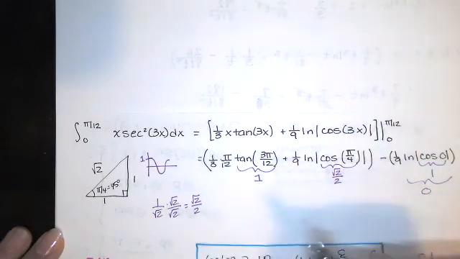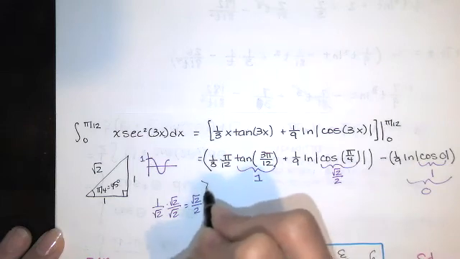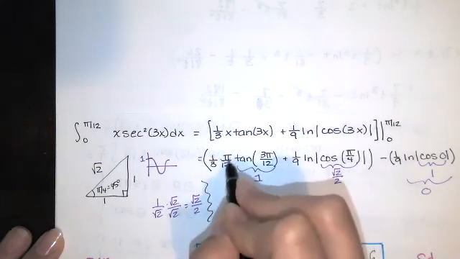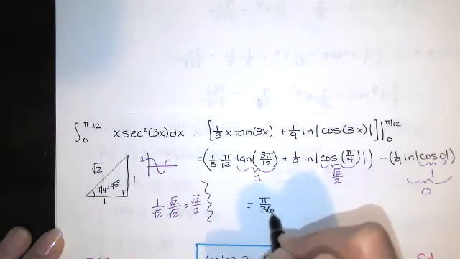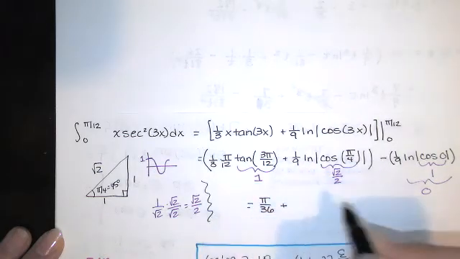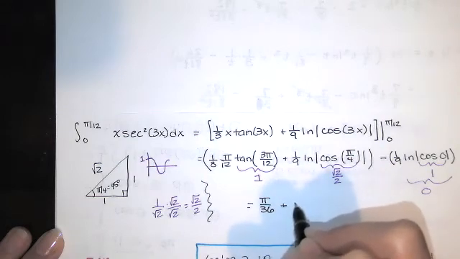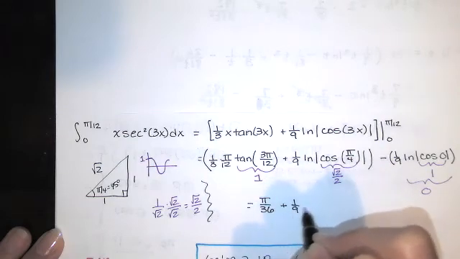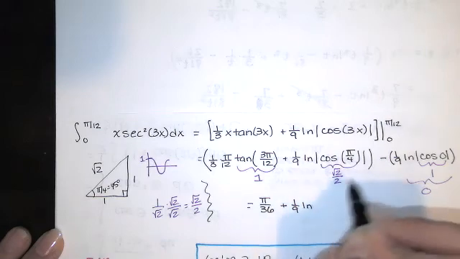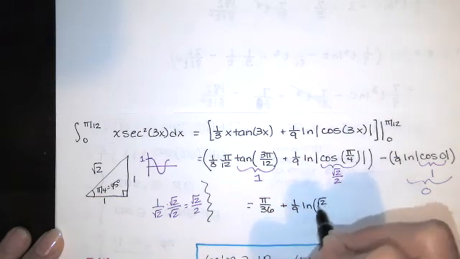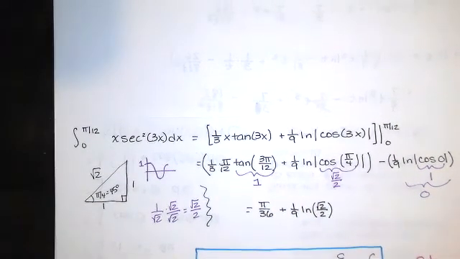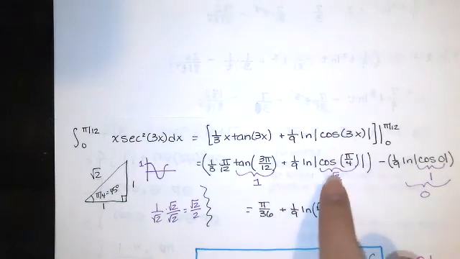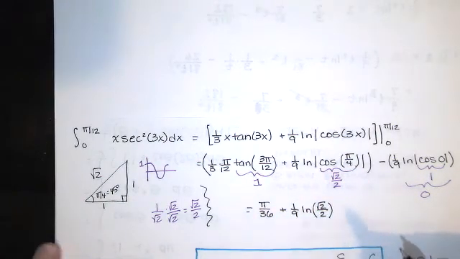So it looks like we have our answer. All this side work. Pi over 12 times 1/3 is pi over 36. And then we're adding 1/9 of the natural log of absolute value of square root of 2 over 2, which is just square root of 2 over 2. And that's one version of your answer. Or you could have written that as 1 over root 2, and it can be simplified this way.